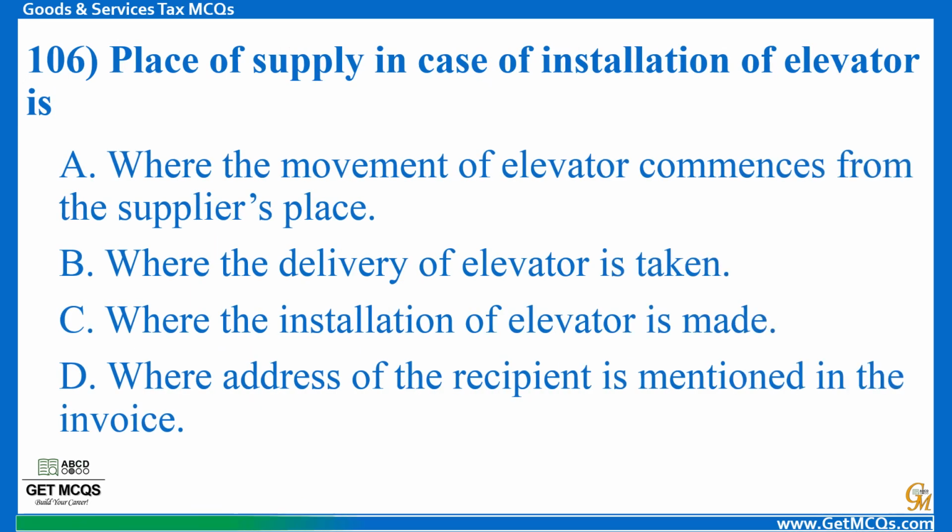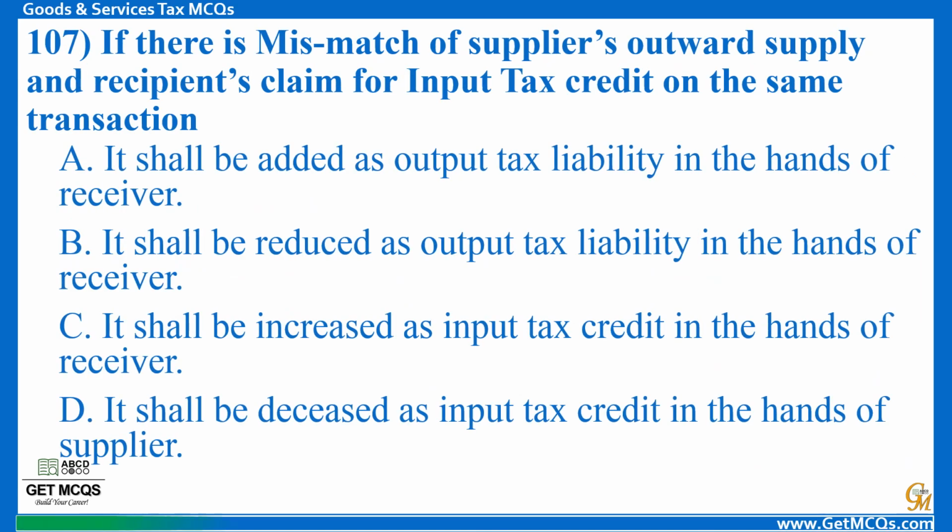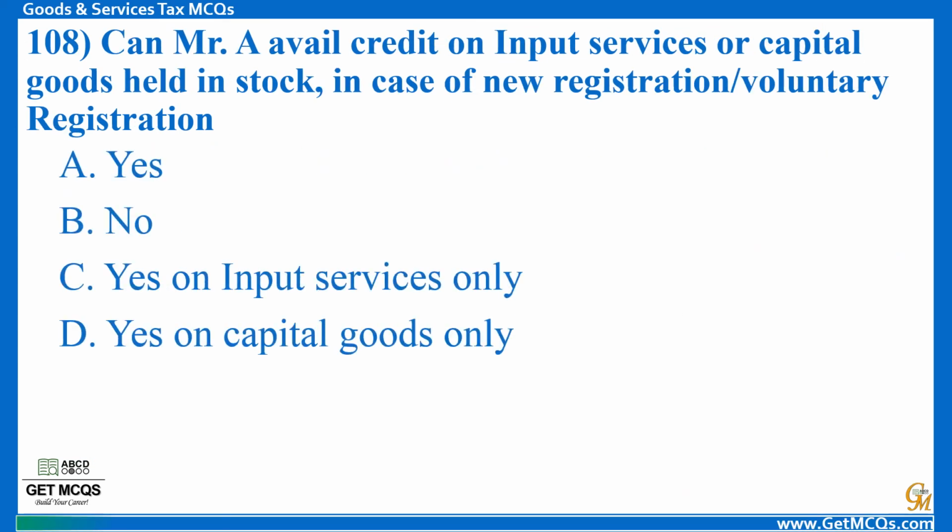106. Place of supply in case of installation of elevator is. Answer: Option C. 107. If there is mismatch of supplier's outward supply and recipient's claim for input tax credit on the same transaction. Answer: Option A. 108. Can Mr. A avail credit on input services or capital goods held in stock, in case of new registration/voluntary registration? Answer: Option B.